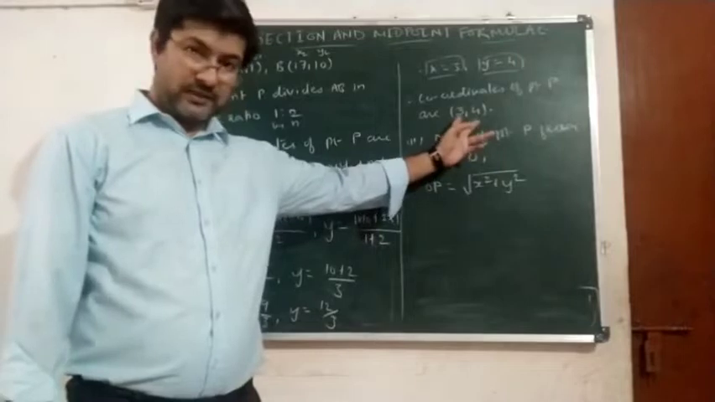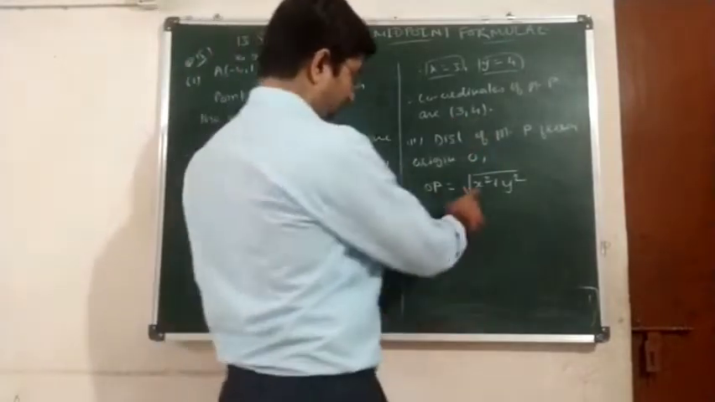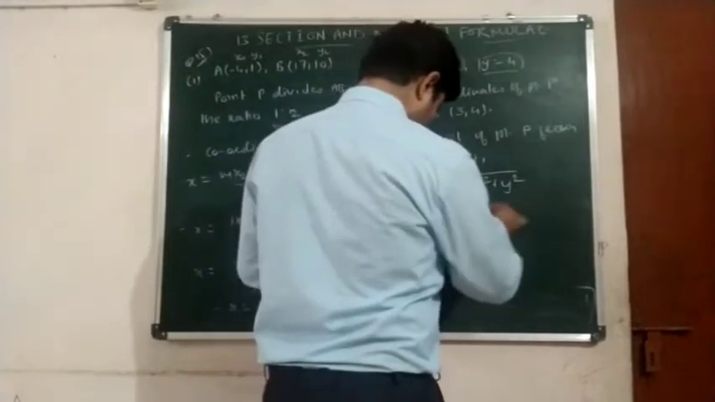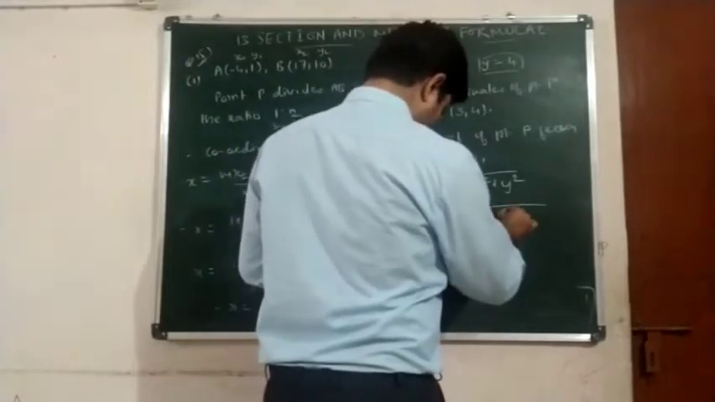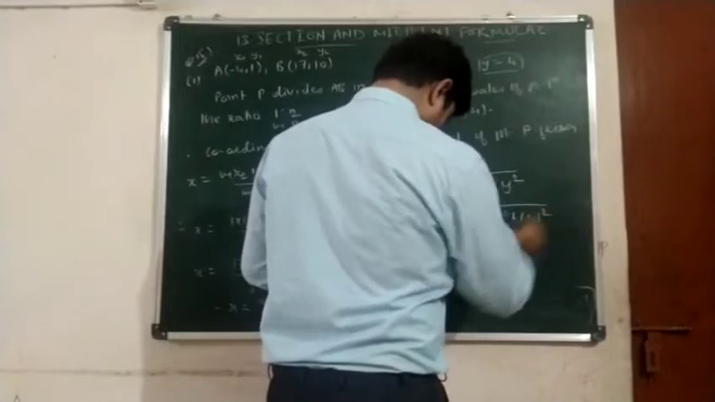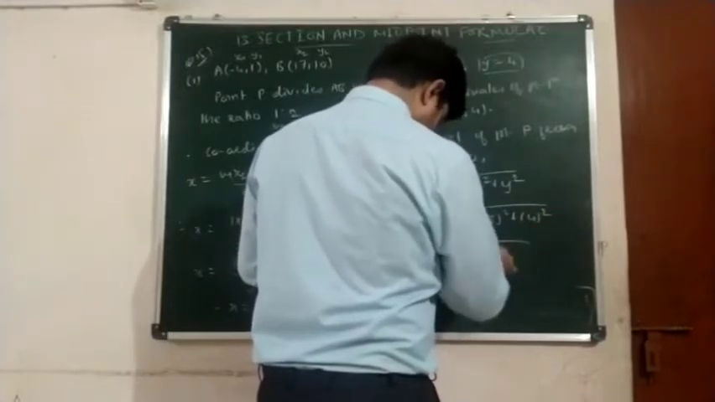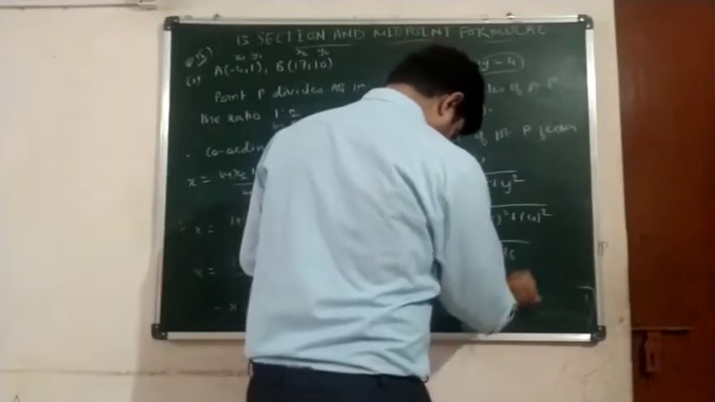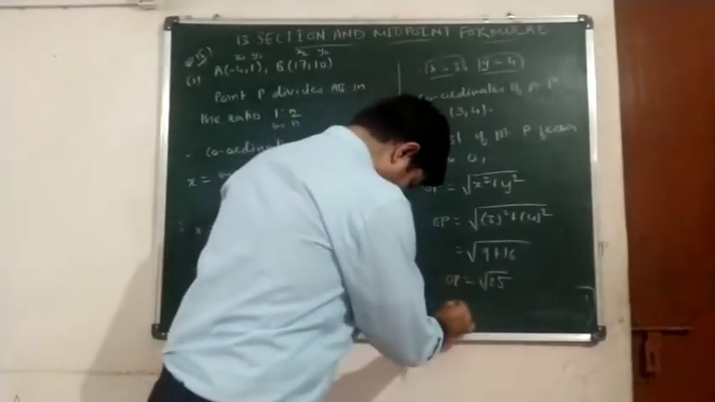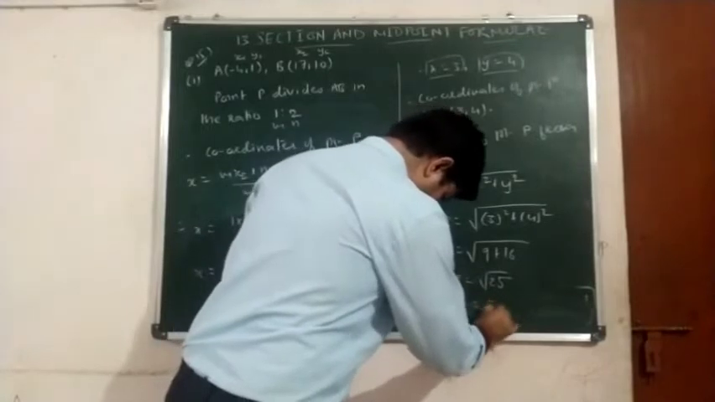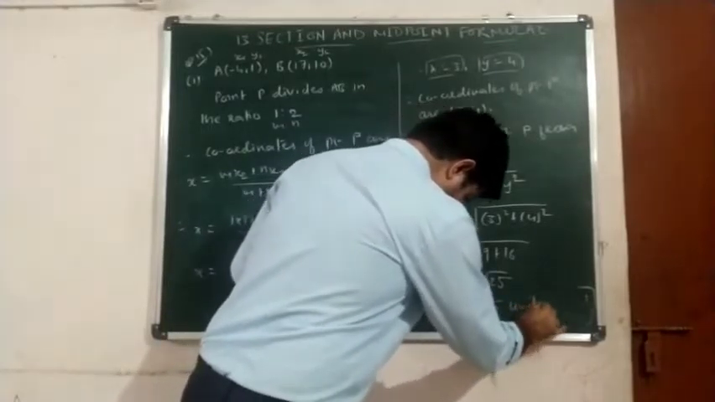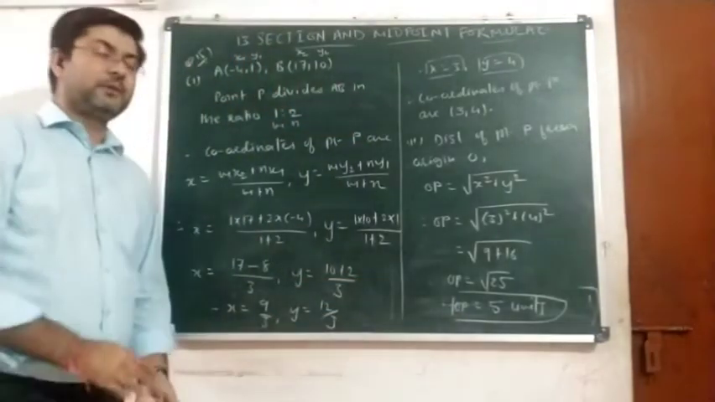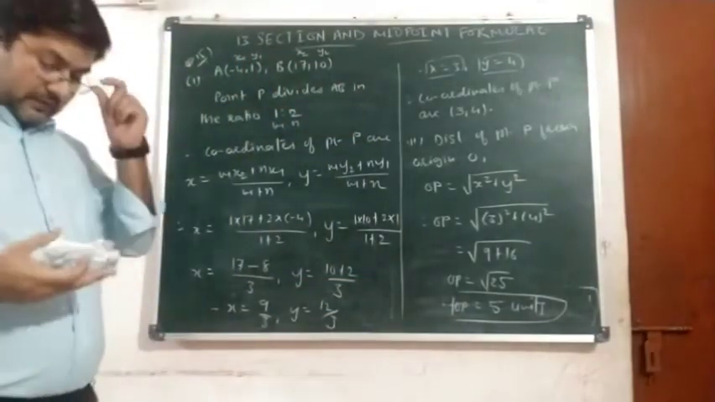In this case we are given point P. So x is 3 and y is 4. Therefore OP is equal to square root of 3 square plus 4 square, which is equal to square root of 9 plus 16, which is equal to square root of 25, and therefore OP is equal to 5 units. This is the distance of point P from the origin. This is our second answer.